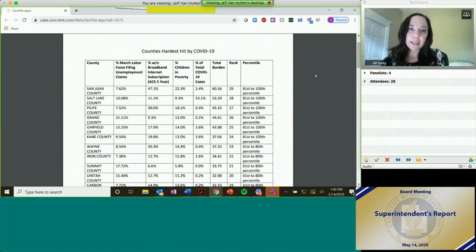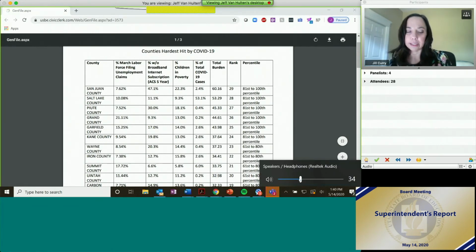The second indicator is the percent of households without broadband internet subscription. These data were pulled from the U.S. Census American Community Survey 5-year estimates from 2018.